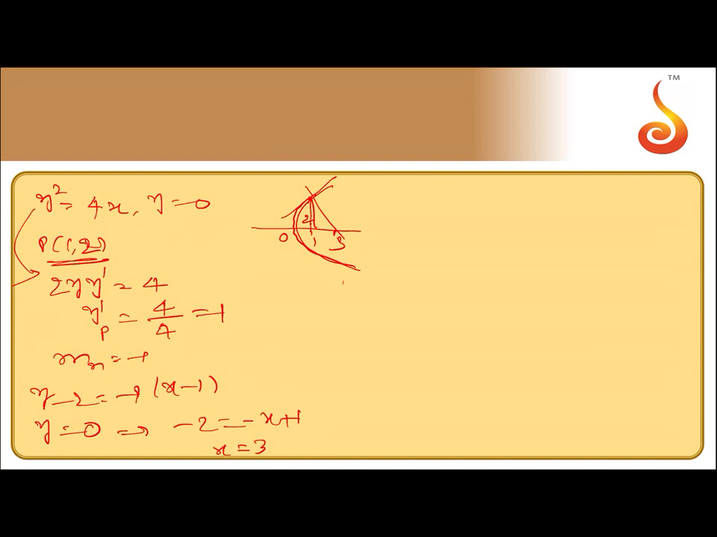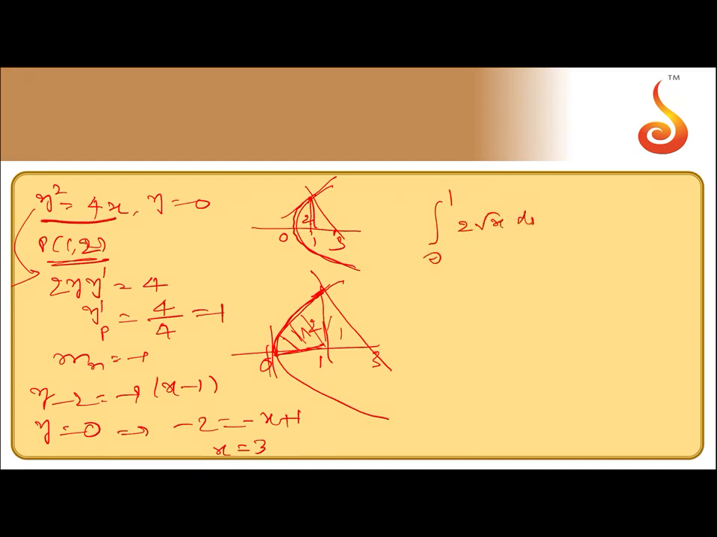Therefore, let me write down this parabola clearly. This is the parabola and this is the point, and the normal is drawn, and therefore this is 3 and this is 1. Of course, this length is equal to height is equal to 2. You know, this is the area of the triangle. Now you calculate this area, and this one you have to calculate. So this area is between x equals 0 to x equals 1, starting from 0 to 1. So integral 0 to 1 area under the curve y square is equals 4x means 2 root x dx.